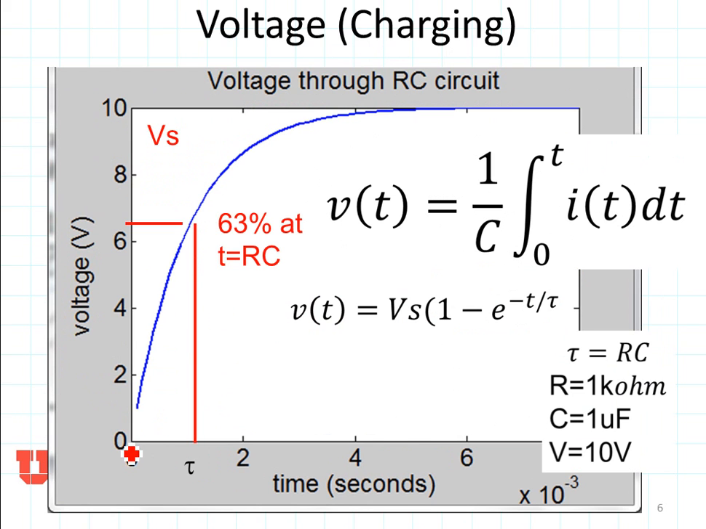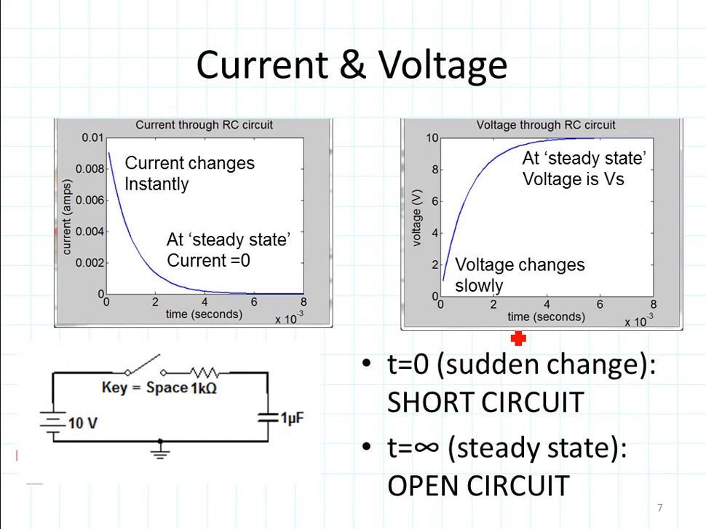The voltage, on the other hand, started out at 0 and gradually rose to the value Vs. At the time constant tau, it had reached 63% of its maximum value, and here's the equation. So here's the current and voltage.